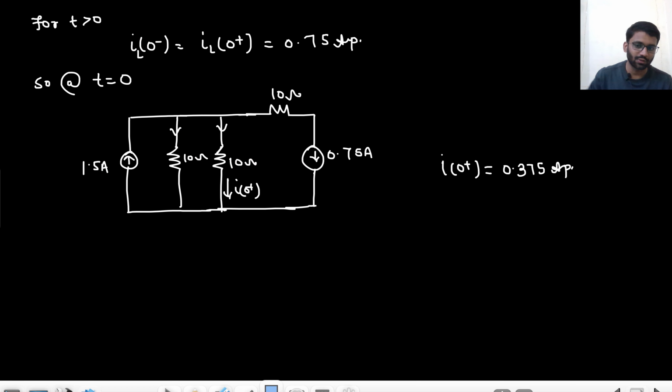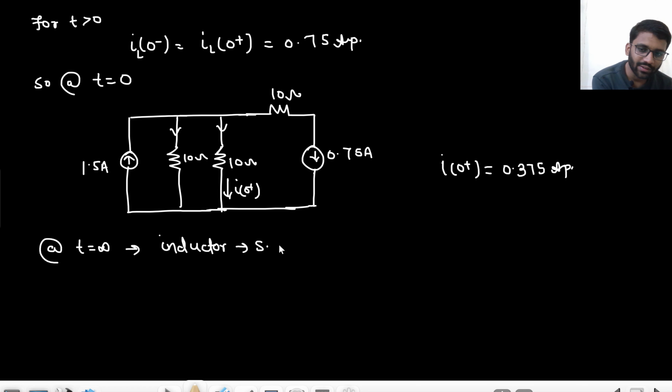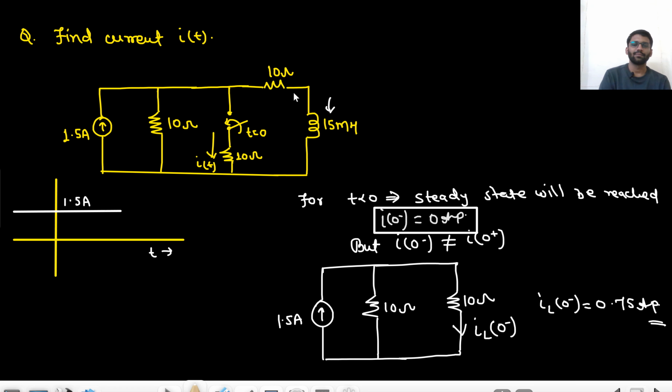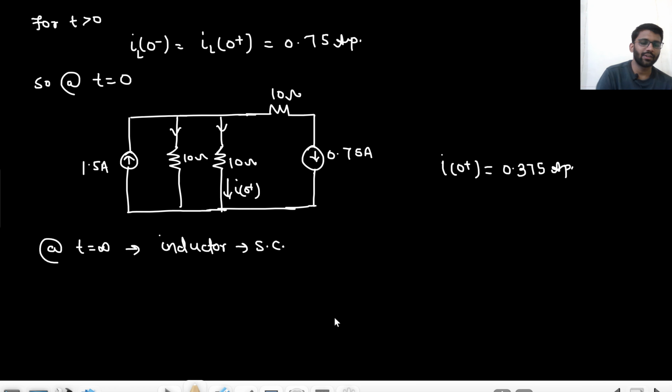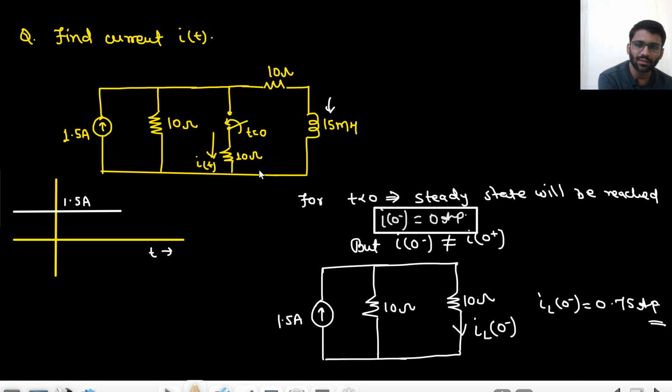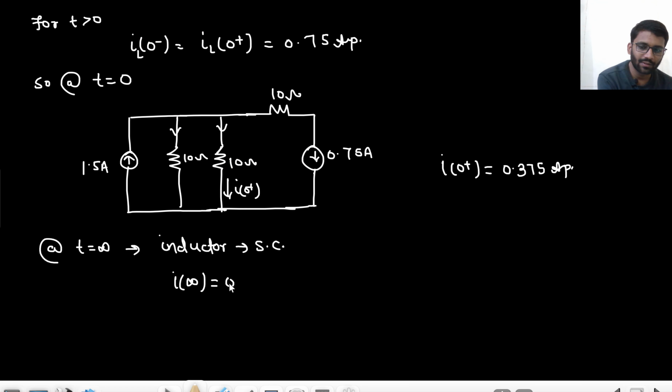Now what will happen at t equals infinity? The inductor is, sorry, shorted. Inductor will be short circuited. So 1.5 ampere will be divided into 10 ohm, 10 ohm and 10 ohm. So I of infinity would be simply 0.5 ampere.